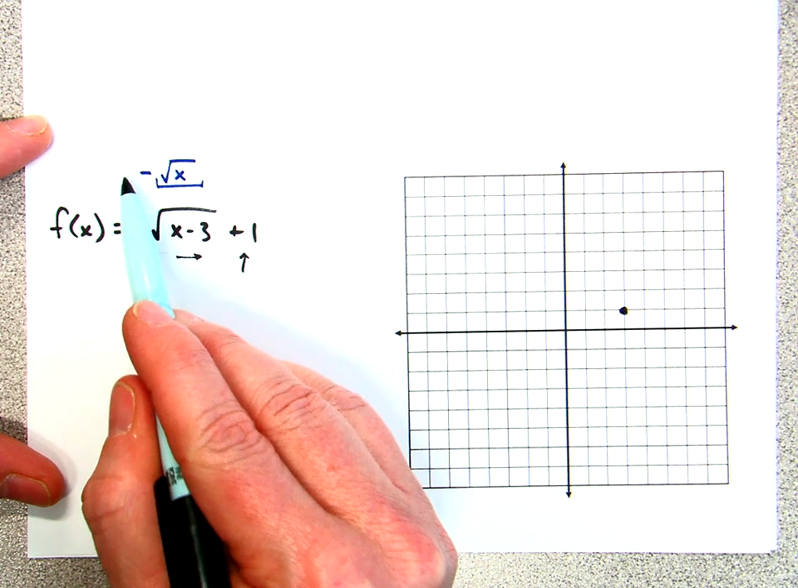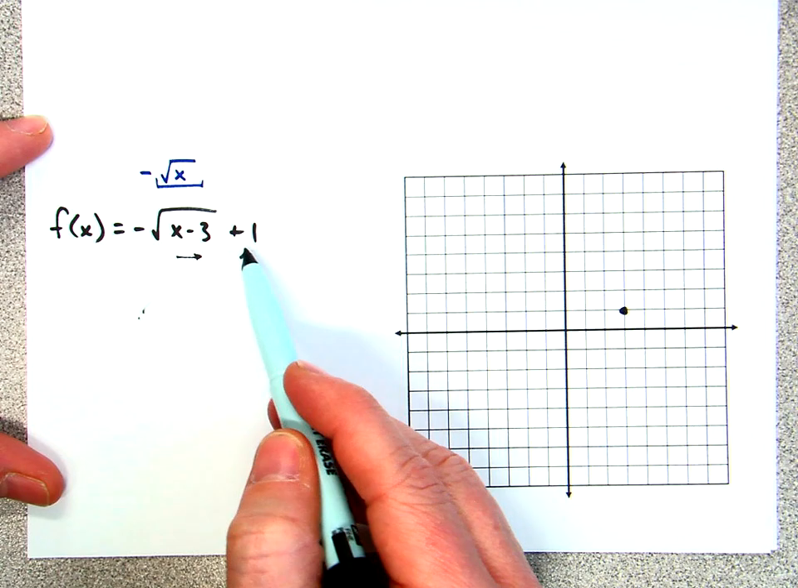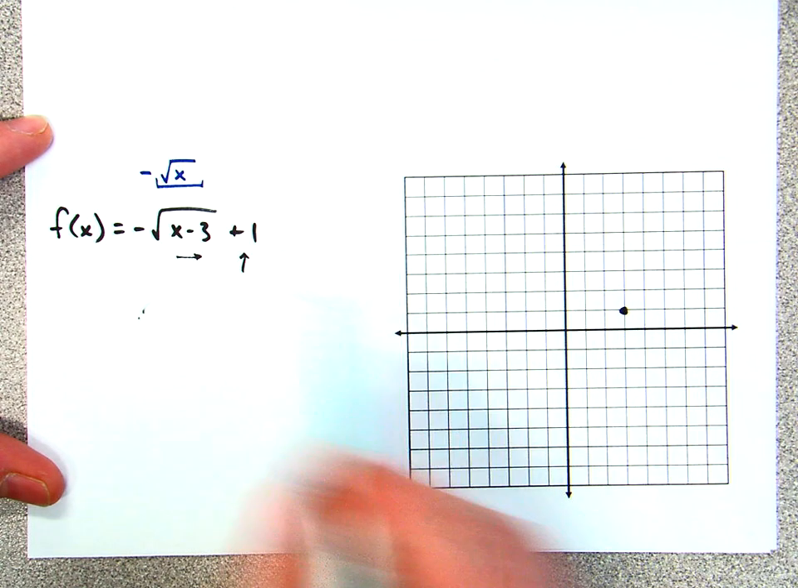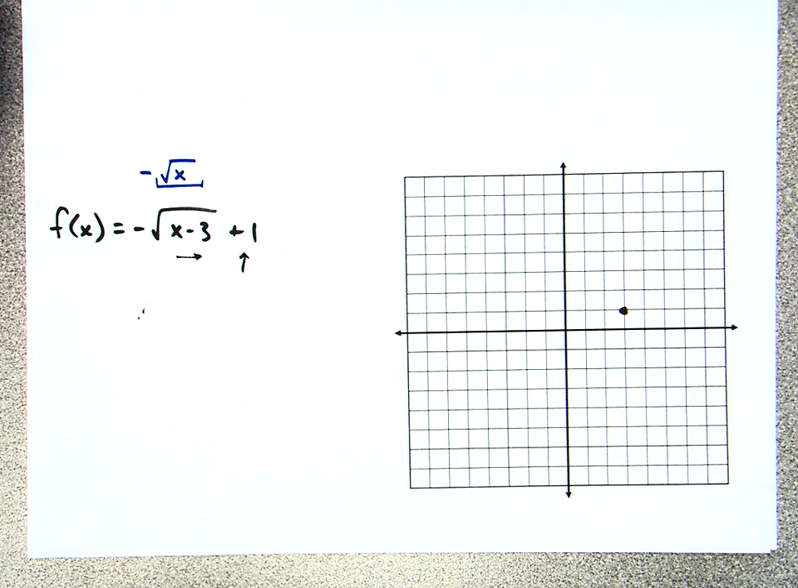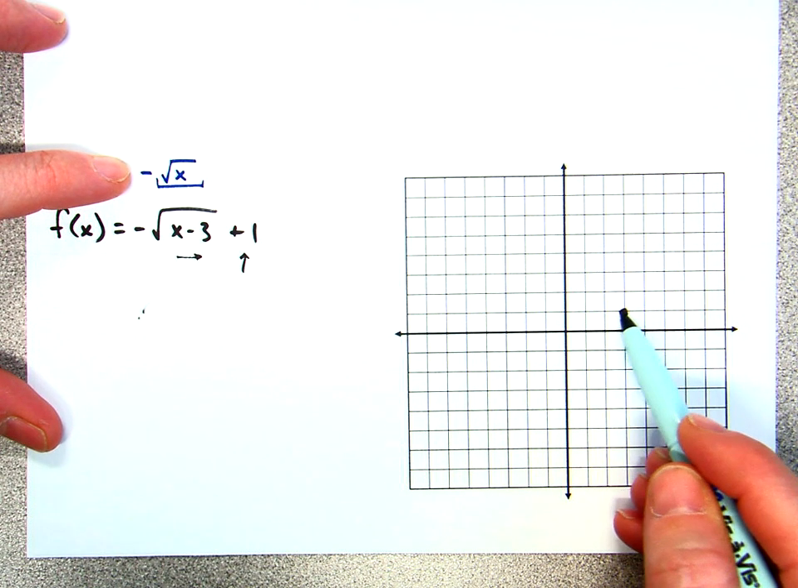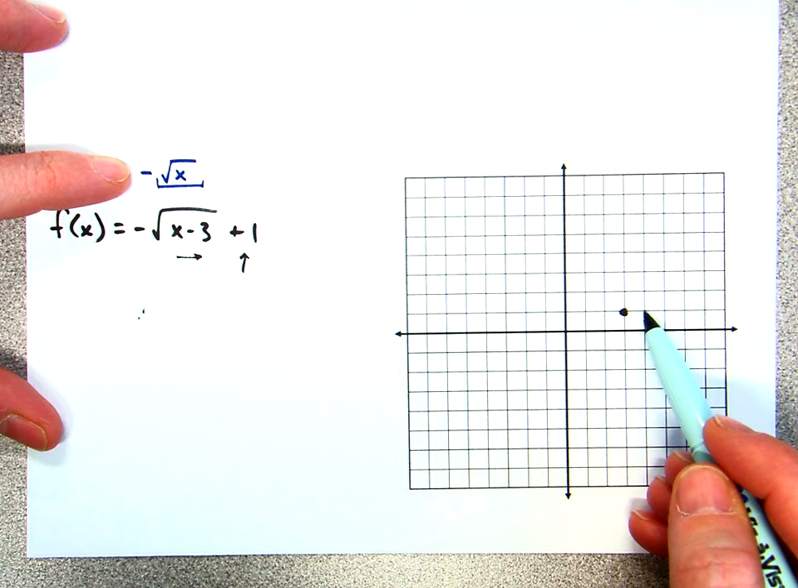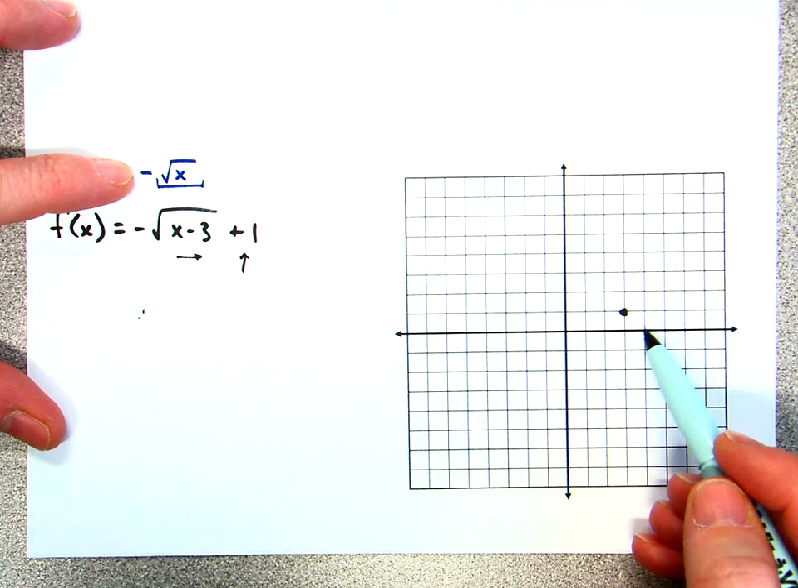Now I'm dealing with this function because I've moved its shifted location to its spot, and I can deal with how this negative affects the shape. So I'm still going to plug in perfect square values. If I pick an x value 1 greater, square root of 1 is 1, but then 1 times negative 1 makes it a negative 1.